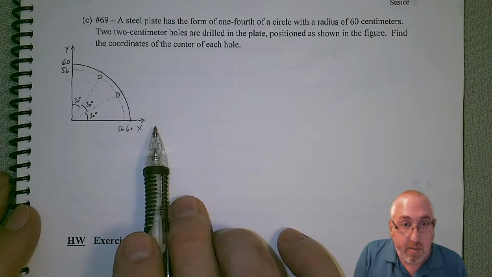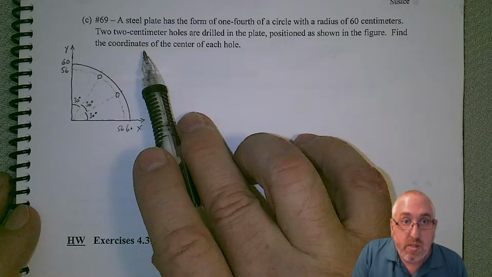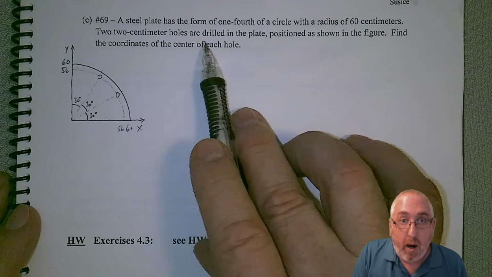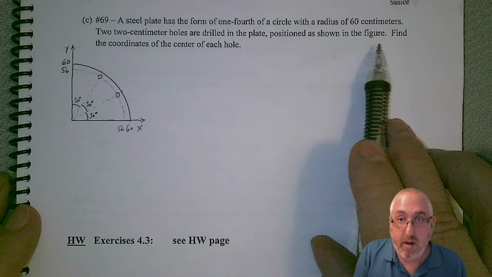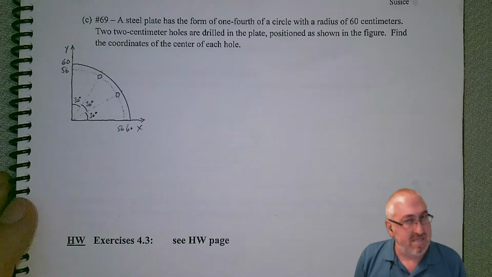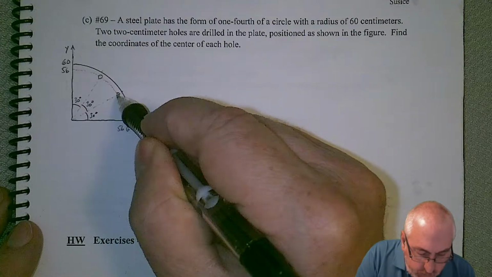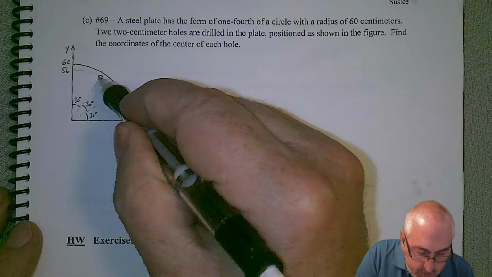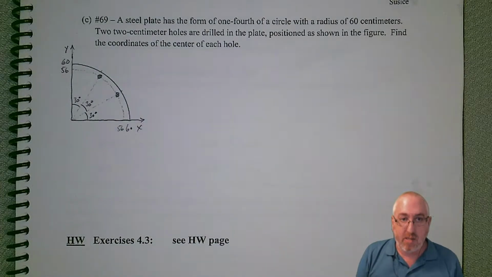And 60 centimeters goes all the way up to the outside edge here. 2 centimeter holes are drilled in the plate, positioned as shown in the figure. Find the coordinates of the center of each hole. So this one's a little bit trickier. So you can see we have the 2 holes here. So we want to know where the center of those holes is going to be located based on this.